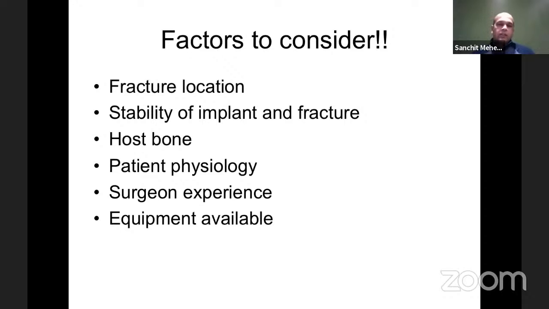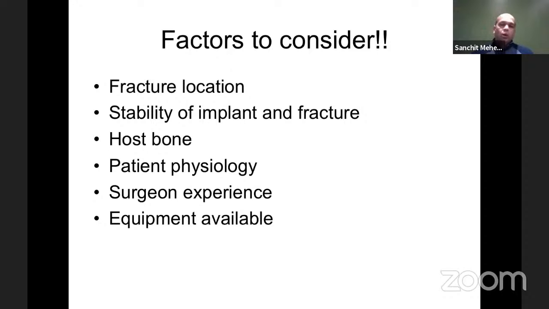When you are treating these fractures, similarly, you talk about factors to consider in the treatment of these. And the first thing is the fracture location. So that's where your classification helps you. Then the next bit is stability of the implant and the fracture itself. What is the quality of the host bone? What is the patient physiology?